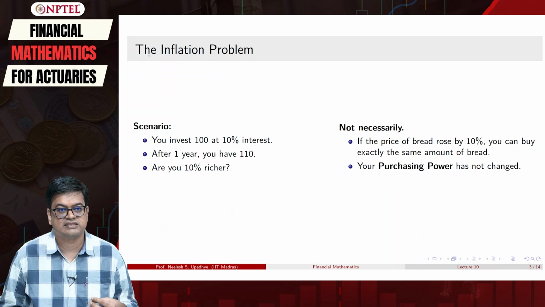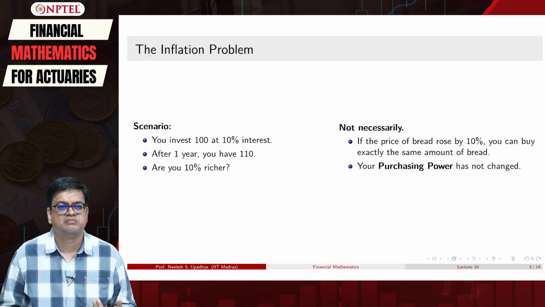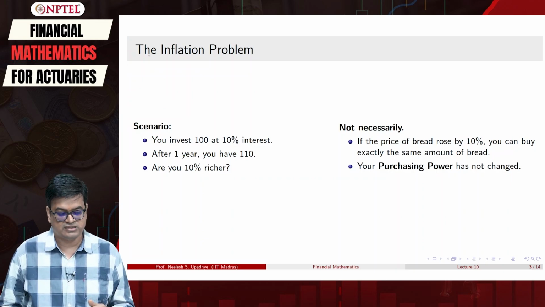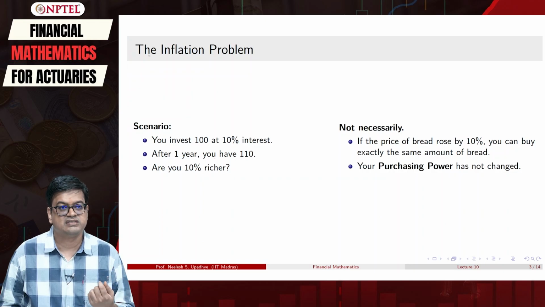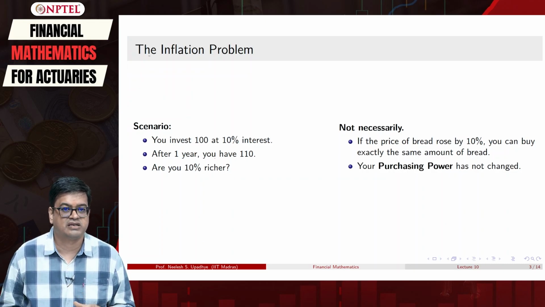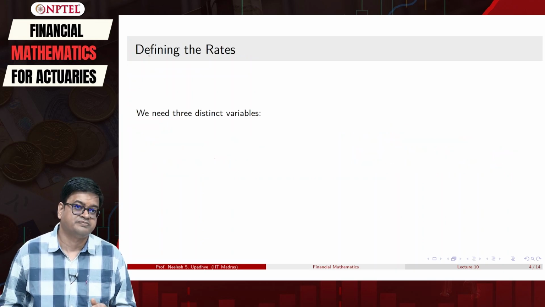Or we can take the example of tea, the price of tea one year before and one year after. If the price has increased, my purchasing power may or may not have increased. That's the idea, and that is the eroding power of inflation. It erodes the interest that you have earned. So how can we set this in a mathematical context is the next big question that we are going to tackle.